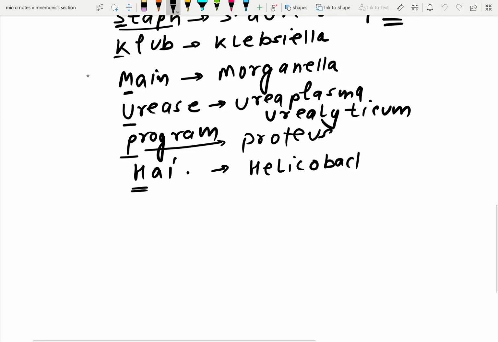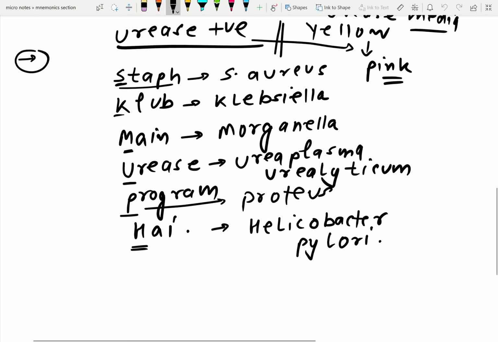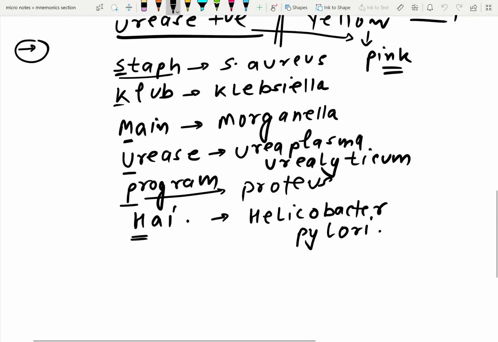Okay, Helicobacter pylori. This particular one is the maximum urease producer. So remember, if you find difficulty in remembering urease positive organisms, these are important ones which I am telling you. Staph aureus is not as such an important urease positive organism, but for the namesake you can remember Staph aureus is also urease positive. K is Klebsiella, M is Morganella, U is Ureaplasma urealyticum, P is Proteus, and H is Helicobacter pylori. Okay. So remember the various urease positive organisms by this.